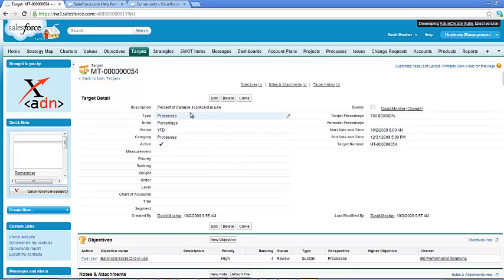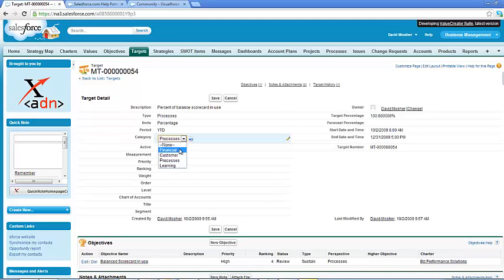It's saying that the percentage of Balanced Scorecard in use, the target is 100%. Note that there are additional categorizations or attributes even at the target level that you can be measuring: processes, financials, customers. Again, this is from the Balanced Scorecard. I mean, what is this target related to?